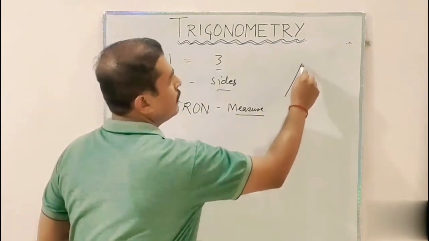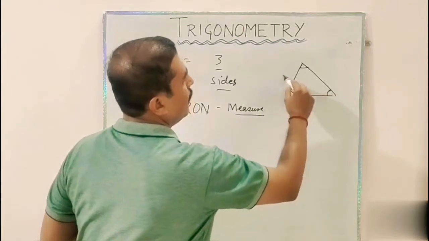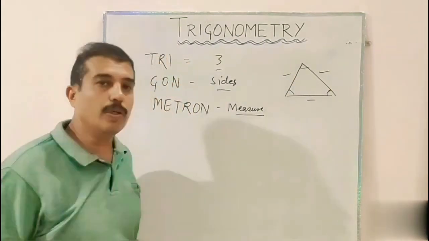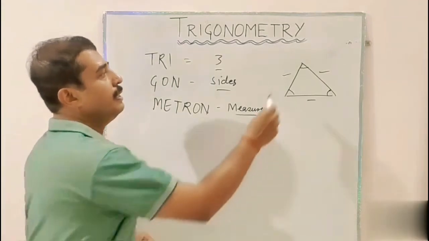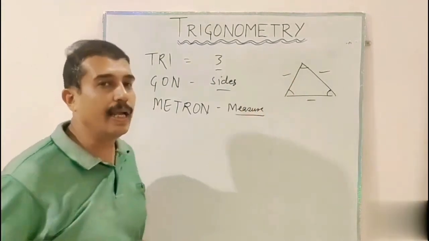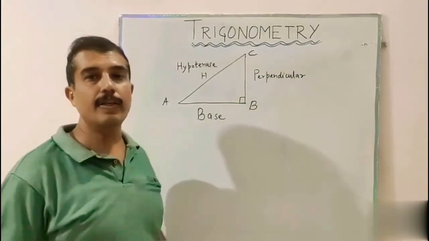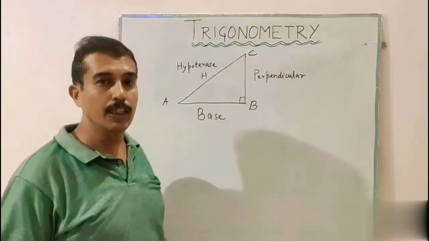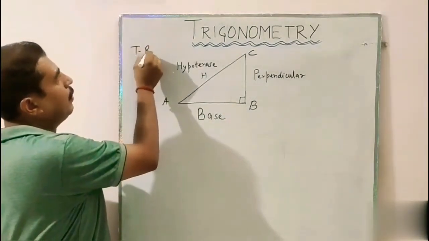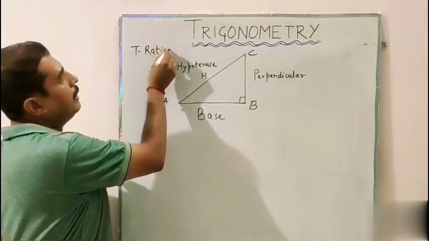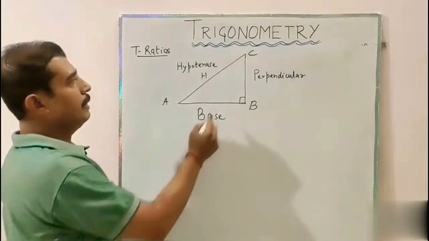If there is any triangle, there will be three angles and there will be three sides. So trigonometry tells us about the relationship among these three sides and the angles of the triangle. Now we are going to study various trigonometric ratios. In short, we say them as T ratios. What are these T ratios about?